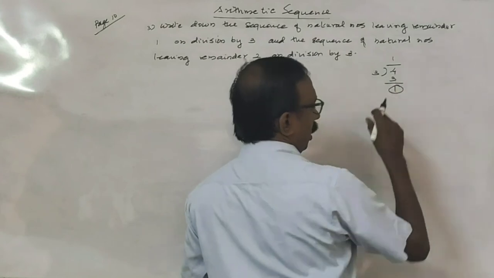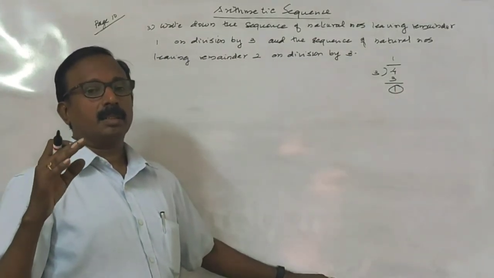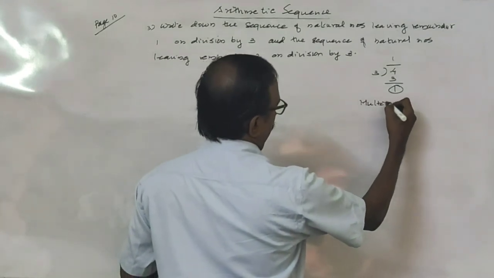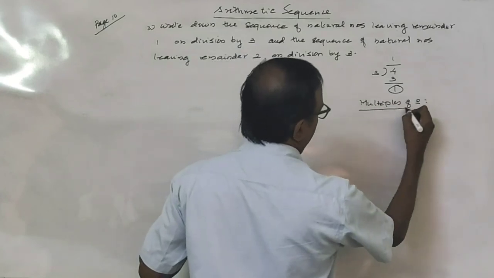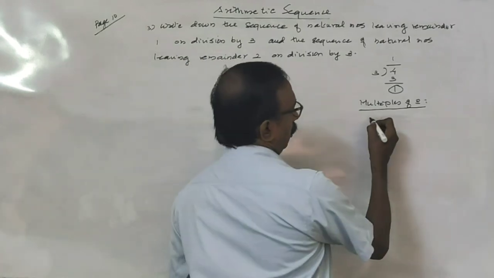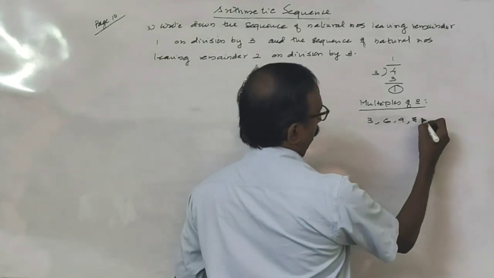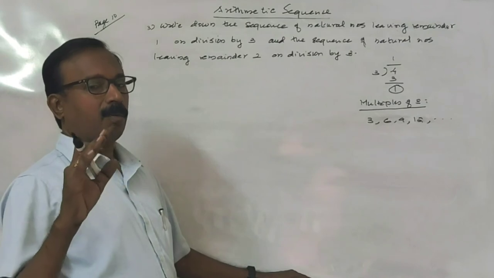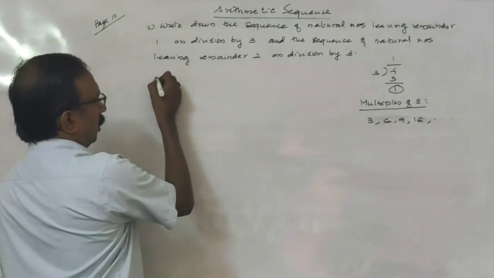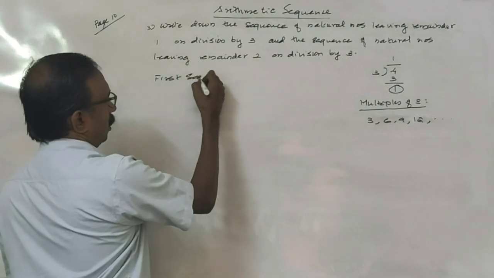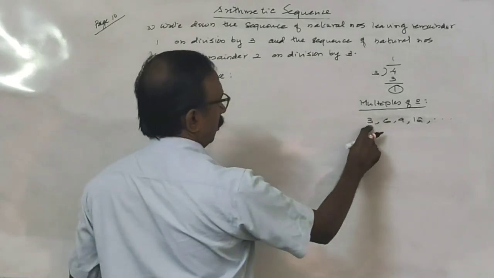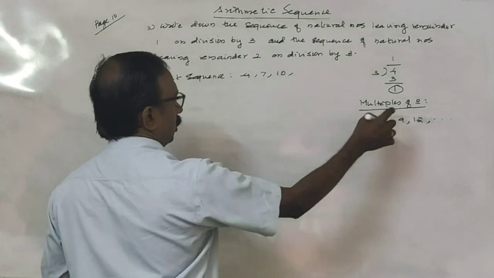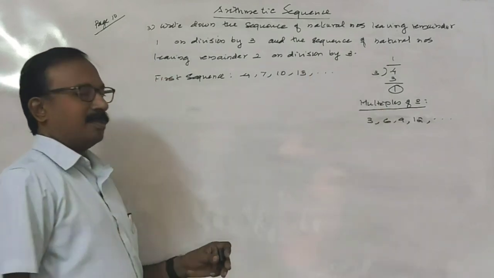Next number, 7 by 3, remainder 1. Next 10, 13. The 3s are multiples. So multiples of 3 are given. That is the shortcut. Multiples of 3: 3, 6, 9, 12, etc. Now, for remainder 1, add 1 to each. So the first sequence: 3 plus 1 is 4, 6 plus 1 is 7, 9 plus 1 is 10, 12 plus 1 is 13, etc. These are the first sequence.